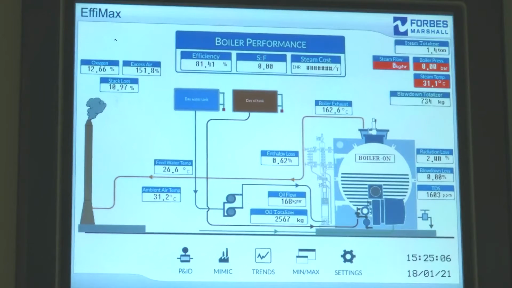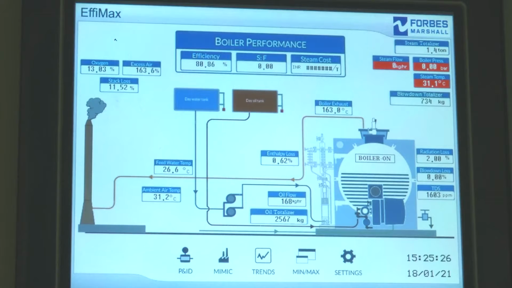Now we can take the stack losses as well, 10.15 percent. We can see what's going to happen for stack losses. Is it useful or not? You can see in the readings. These are the readings. Okay.